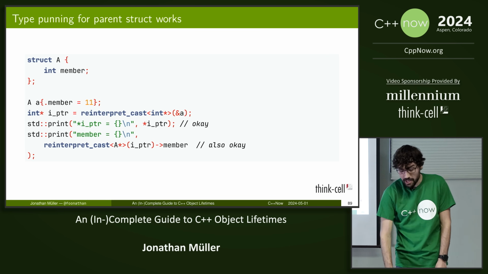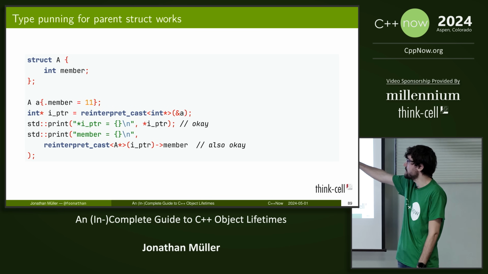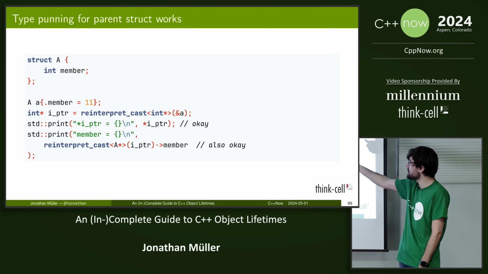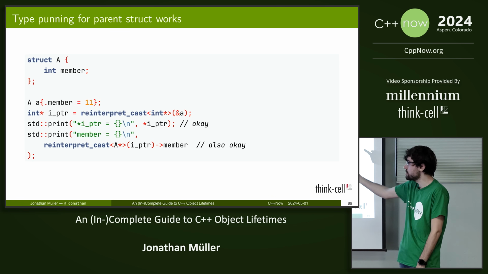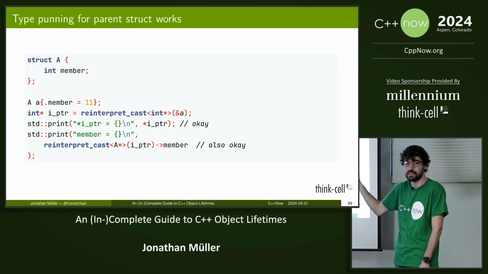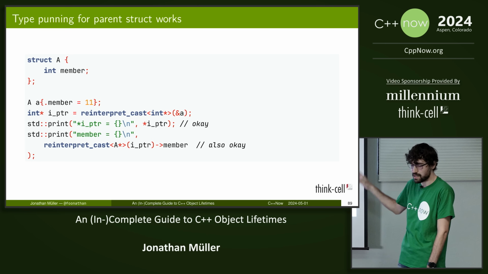Another case of type punning that works is here. So we've got an A with an int member. We create an A object. We reinterpret cast the address of A to int pointer and use it. This is fine. We can also cast it back and access the member directly. This is also fine.